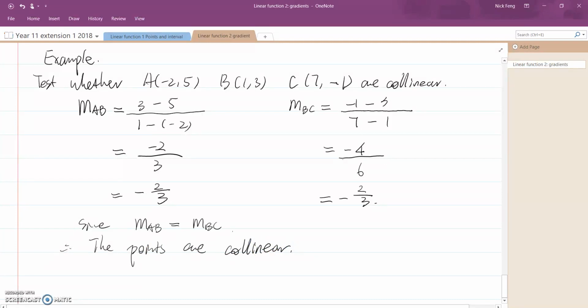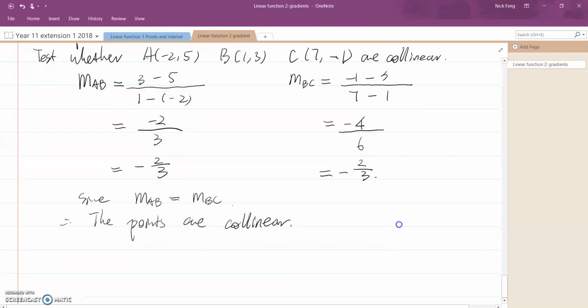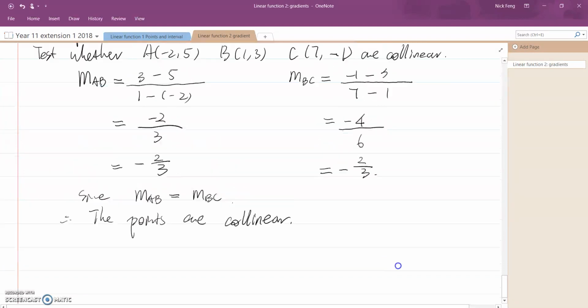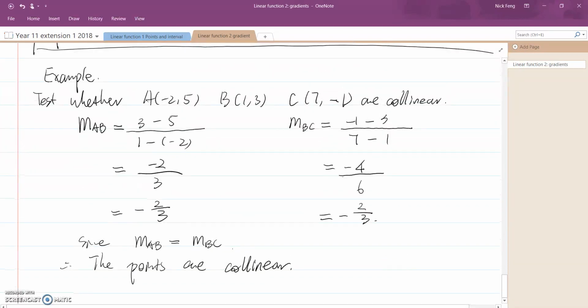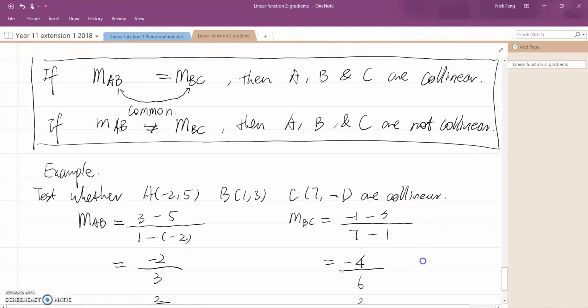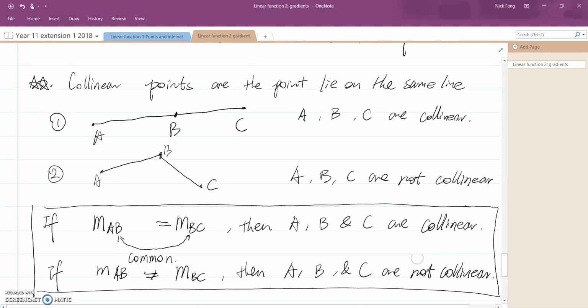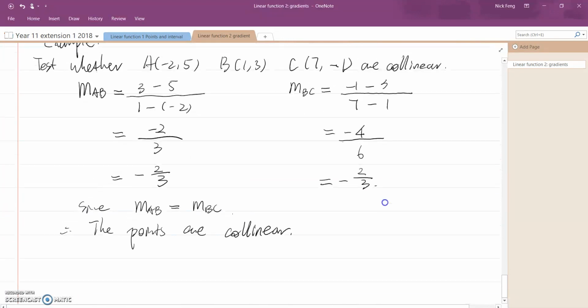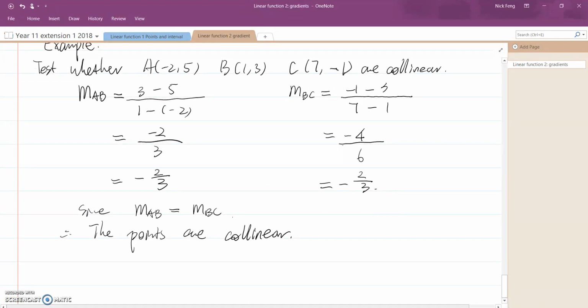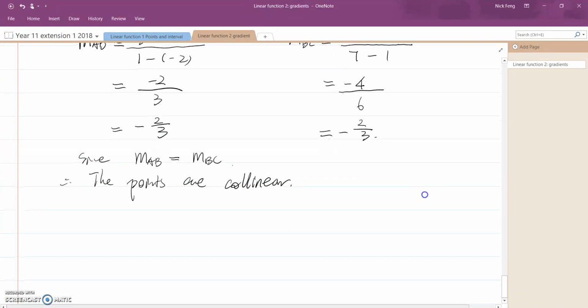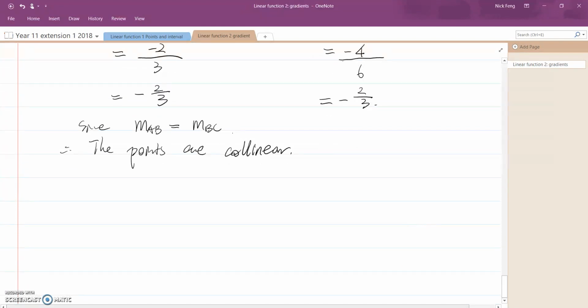Okay, again, most of the stuff in here about gradient we have done before. We're just reinforcing the idea about angles of inclination using the concept of parallel and perpendicular, and also introducing using the definition of parallel lines to prove whether the points are collinear.